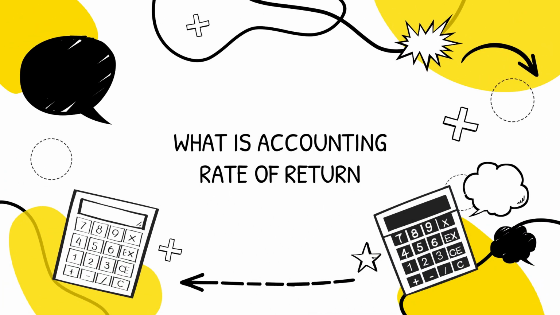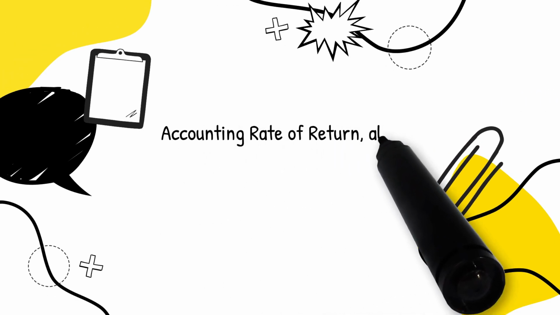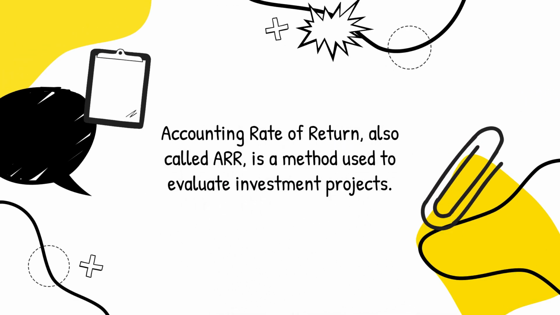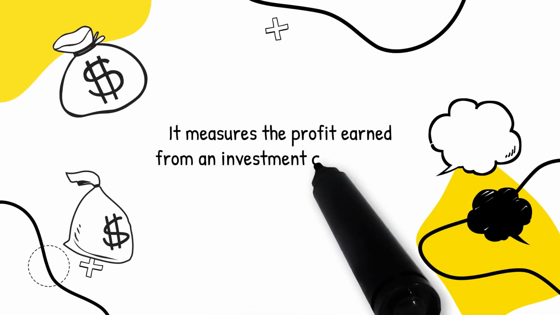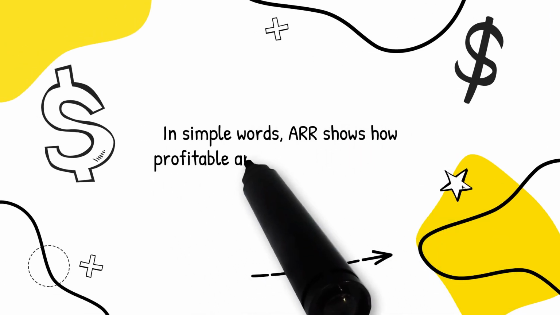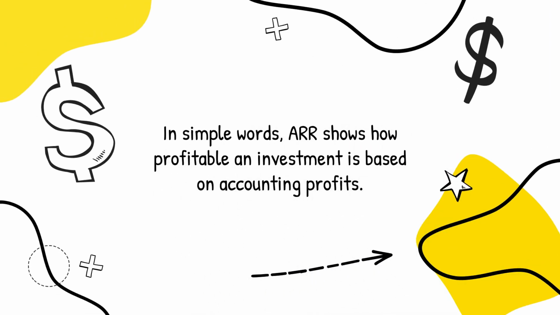What is accounting rate of return? Accounting rate of return, also called ARR, is a method used to evaluate investment projects. It measures the profit earned from an investment compared to the initial cost. In simple words, ARR shows how profitable an investment is based on accounting profits.